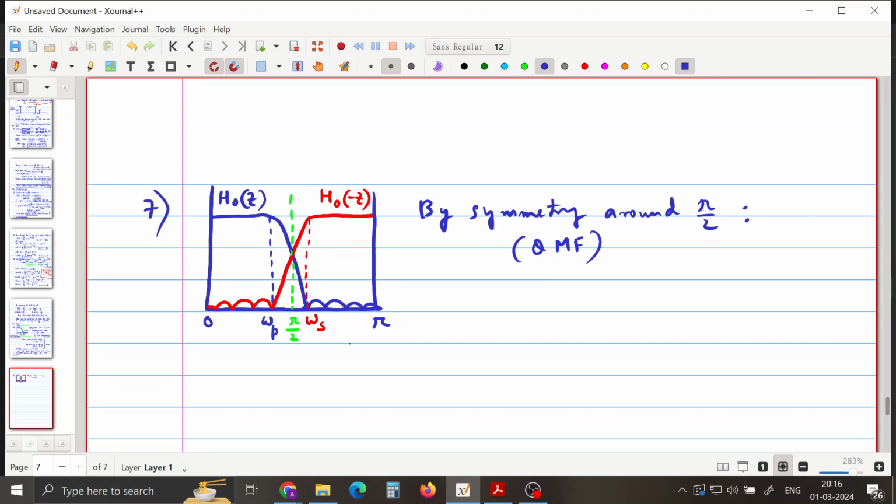what can you say? Okay, you can say that since there is a symmetry about pi by 2, this gap and this gap both are the same. Or you can also say that this much is the same as this much. In both ways, if you just follow, what you will get is by symmetry omega p is pi minus omega s.